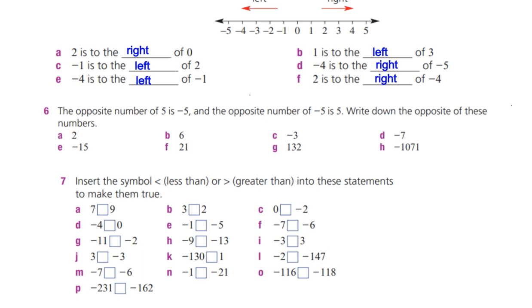Write down the opposite of these. So really, if it doesn't have a minus, you give it a minus. And if it does have a minus, you make it positive. 15, 3, 7, 1071.